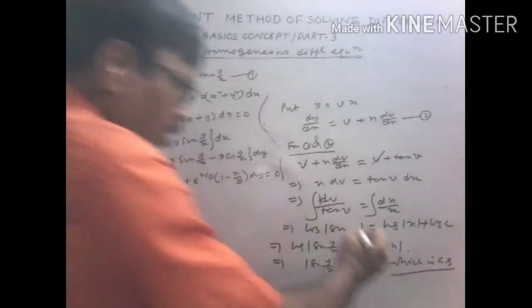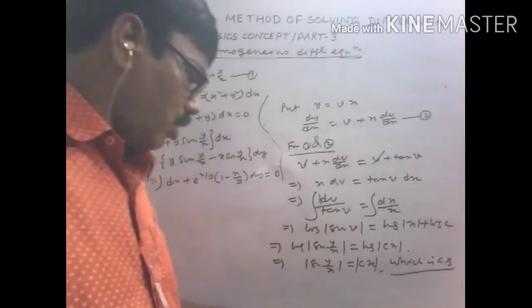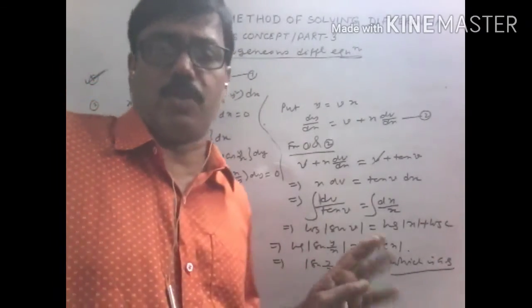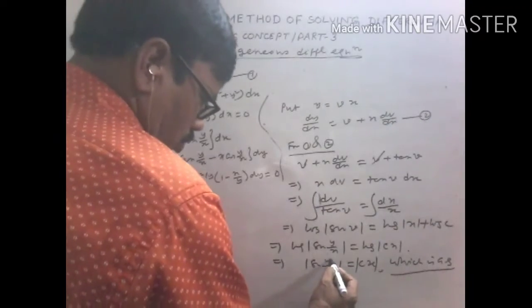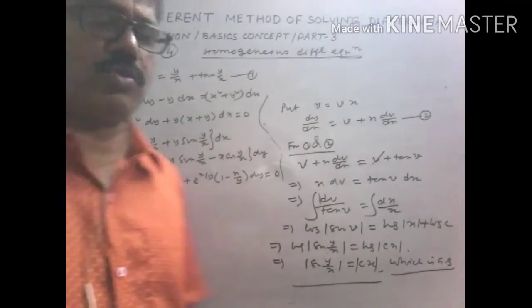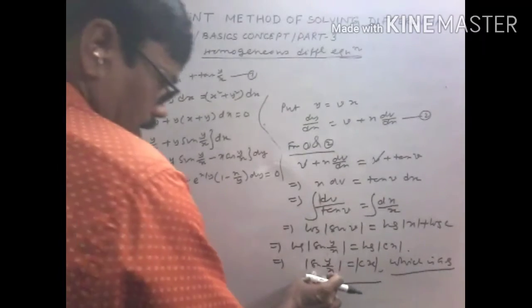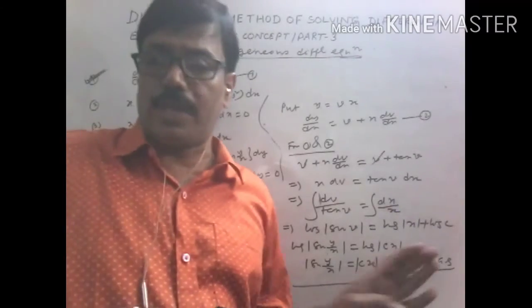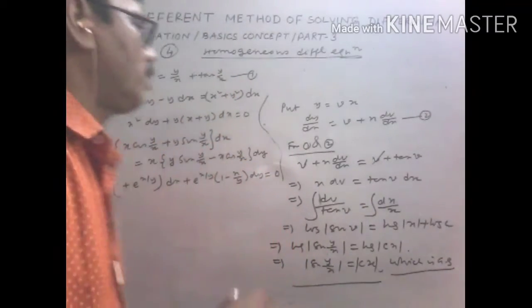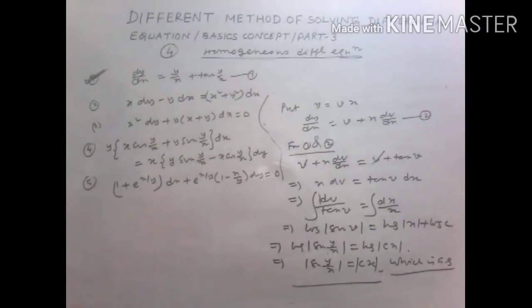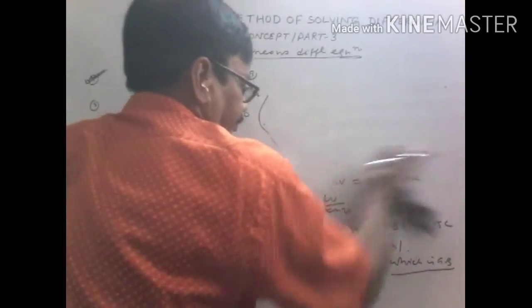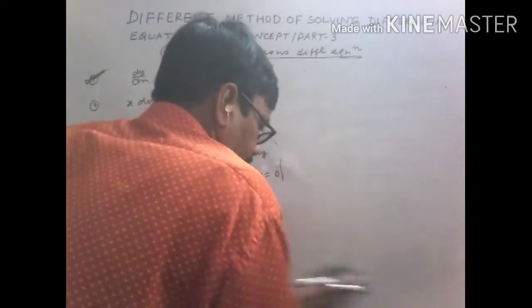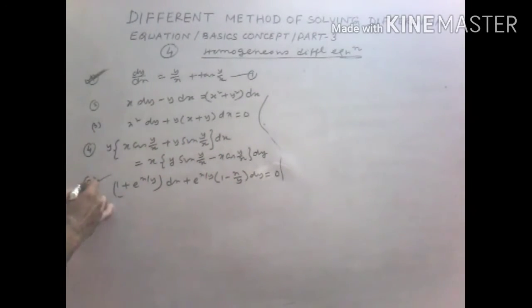This is the general solution. The modulus is taken because log is defined only for positive values. You can omit it also. In some books it is given as sin(y/x) equals c/x. So if it is homogeneous, put y equals vx if it is a function of y/x. If it is a function of x/y, put x equals vy. So consider problem number 5. So look, this is a function of x/y.